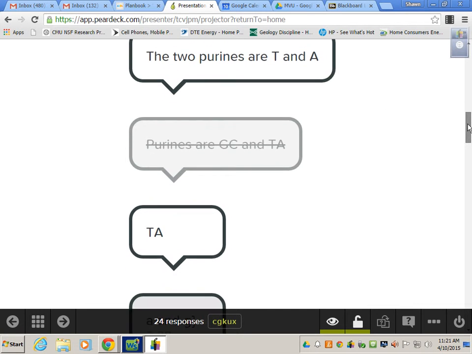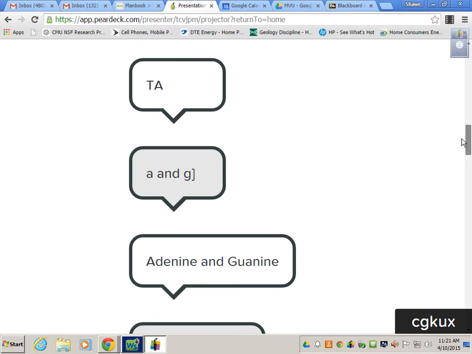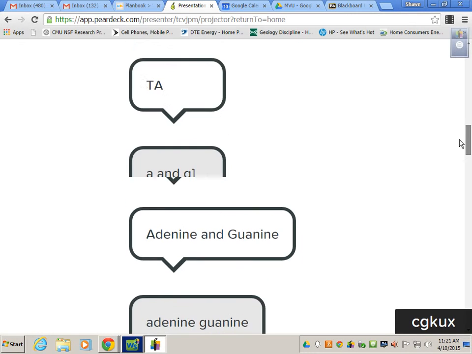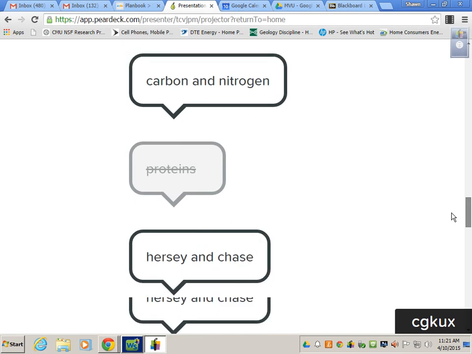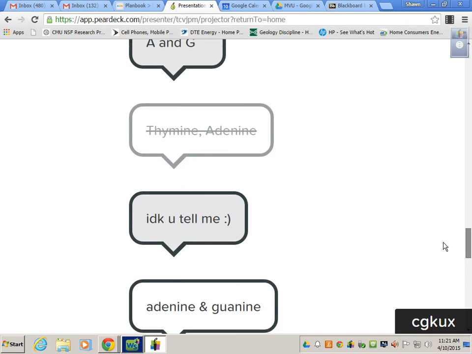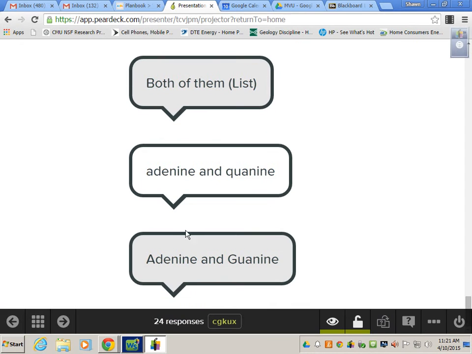Remember the 2 pyrimidines are C and T, King Tut or Cleopatra Tut or Cats and Tut, pyramids. But A and G, right? A and G are the 2 purines. Purines are double carbon rings. Not Hershey and Chase. I don't even know what that is. I didn't say Puritans. I said purines.